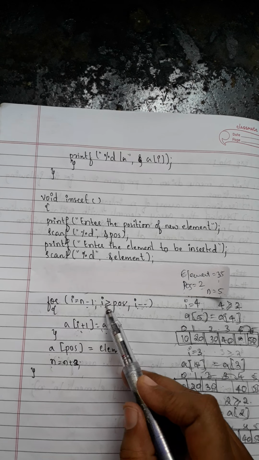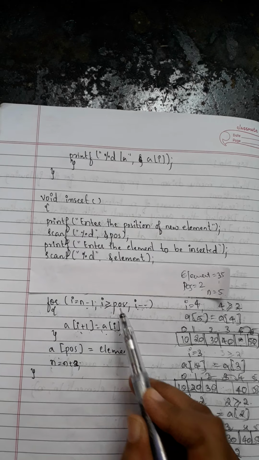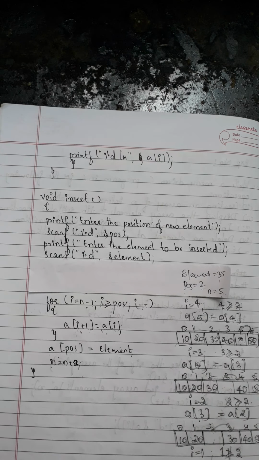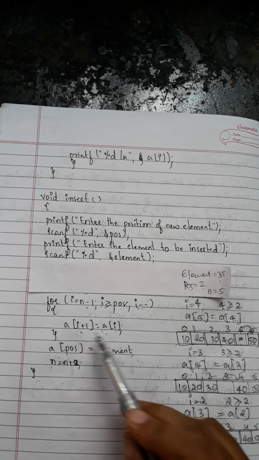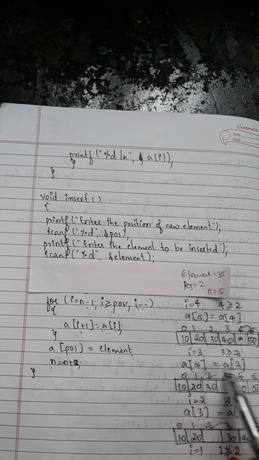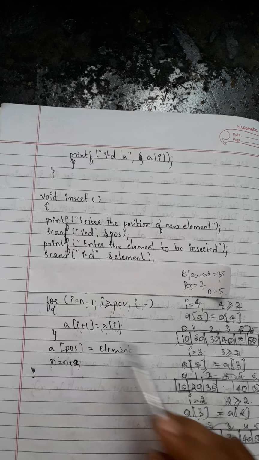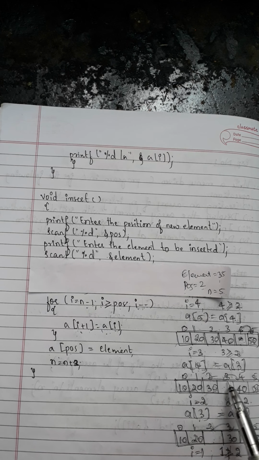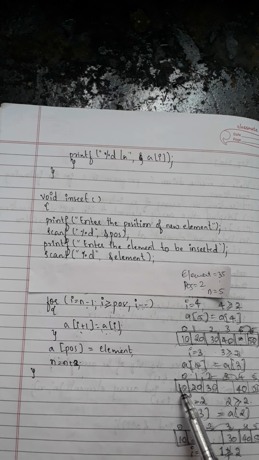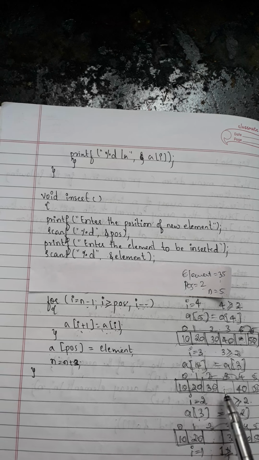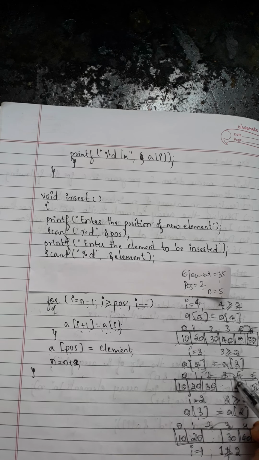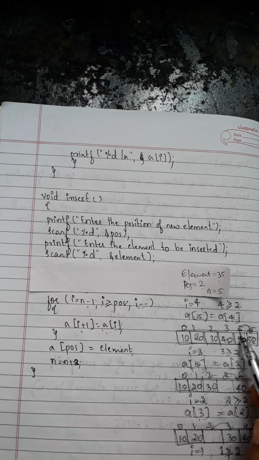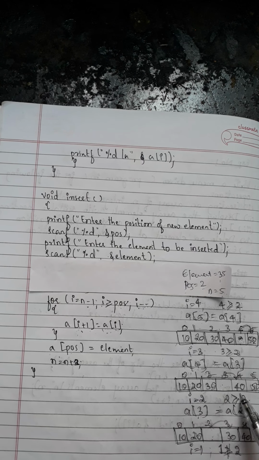Again it will go back to the condition testing. i is greater than or equal to position. So 3 is greater than or equal to 2, it is greater than 2. Again it will enter the for loop. A of 4 equal to A of 3. i plus 1 is 3 plus 1, which is 4. Whatever is there in A of 3, that is 40, is moved to A of 4. So 40 is moved to A of 4.